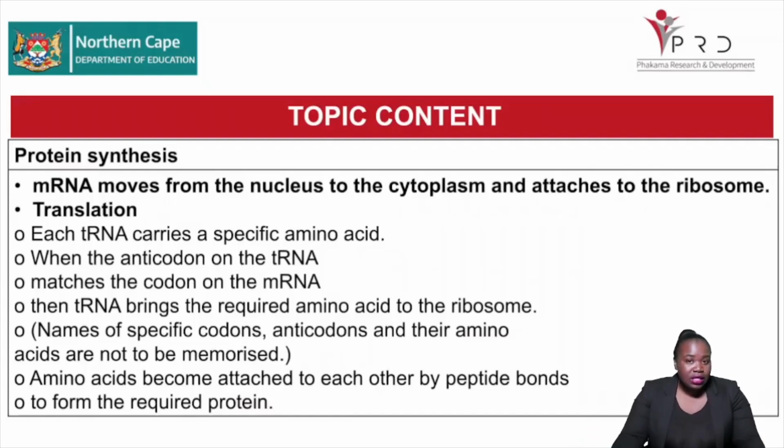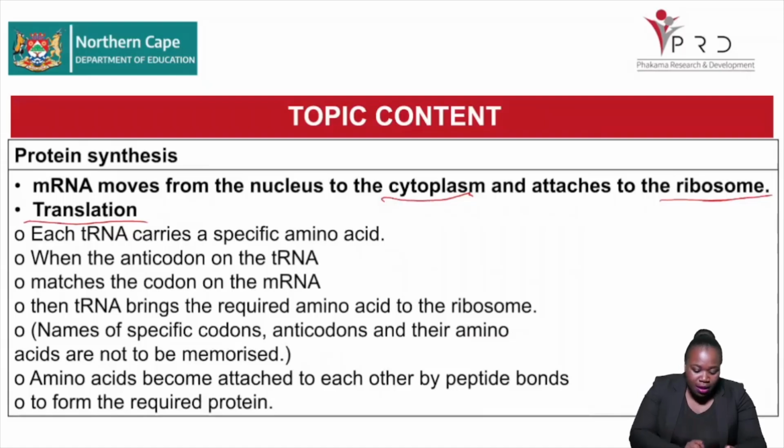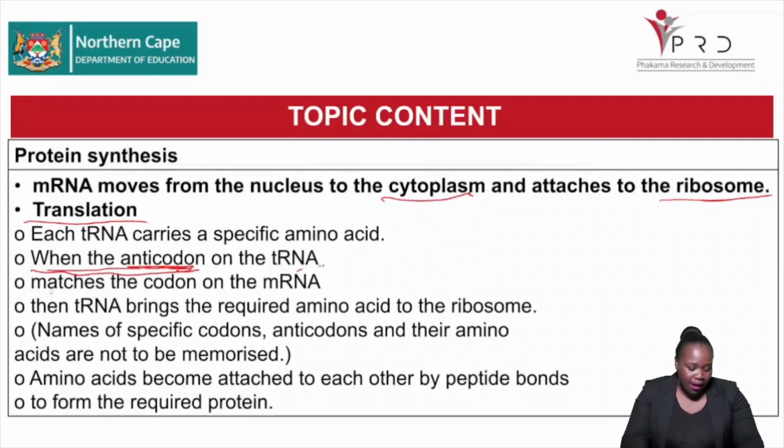Then next, we know that the mRNA molecule is going to move out of the nucleus. It moves out of the nucleus through the nucleopores into the cytoplasm. When it reaches the cytoplasm, it attaches itself onto the ribosome, whereby translation is going to take place. Now, what happens during translation? Each tRNA will carry a specific amino acid, based on the anticodon. So when the anticodon on the tRNA matches the codon on the mRNA, this tRNA brings the required amino acids to the ribosome.